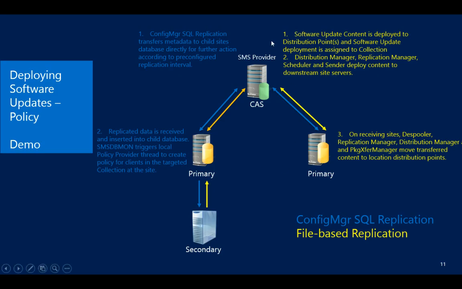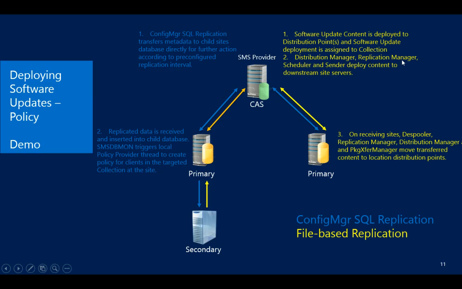All right, and then on the file movement side, again, not getting too much off in the weeds here, but at the CAS, whenever you add software update content and deploy it to a distribution point, and also whenever you assign that deployment to a collection, the content is in progress, it's going out, the clients will need to be able to access the content, right? Well, actually, how we move the content around at the CAS, there's a few components.